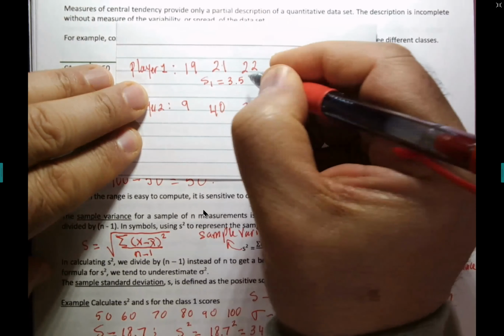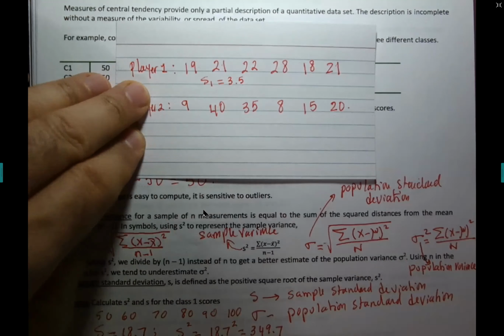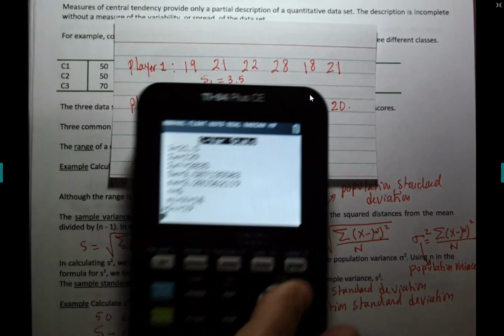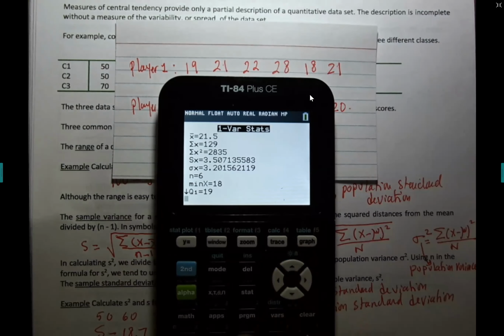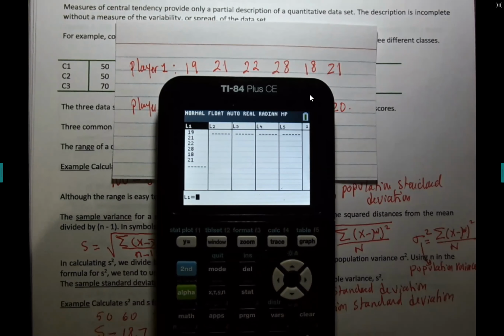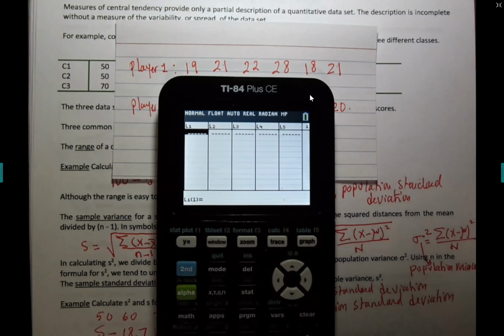So S1 is 3.5. Okay, now I want the students to guess what you think player 2 is going to be. You all agree it's going to be more. So how much more? What do you guys think? Okay, in the chat. Oh, probably even more, a little bit more than 5 or 6. I have a student who said 5 or 6. Let's check. Probably a lot more. Okay, so I'm going to clear, stat, edit, L1, clear. There you go. And watch, guys. Player 2.